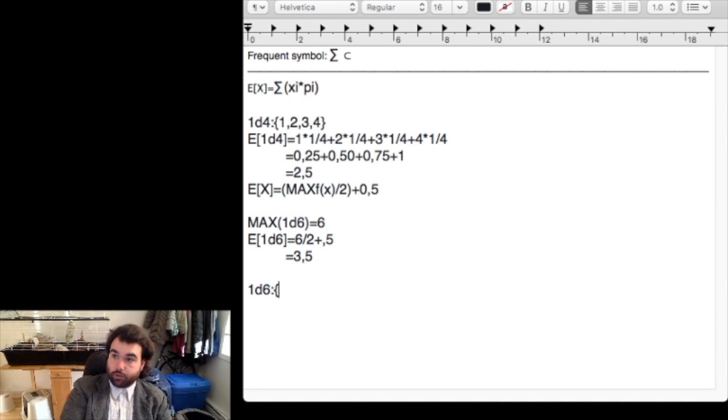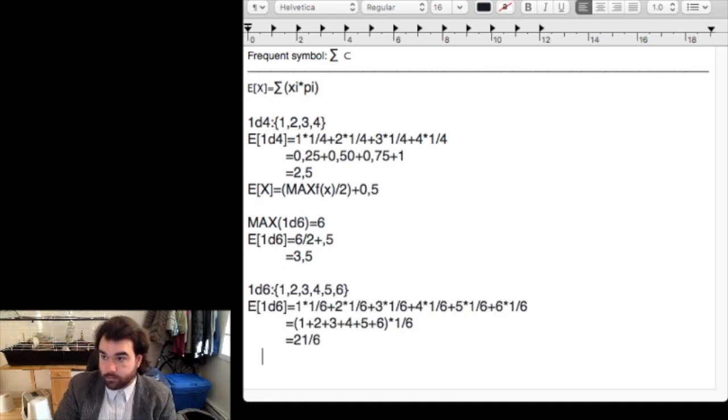Now, just to show that both approaches are indeed equivalent, if all you need is the result of a single ordinary die, taking the maximum value, halving it, and adding 0.5 works for all of them. But what if you need a bigger dice pool?